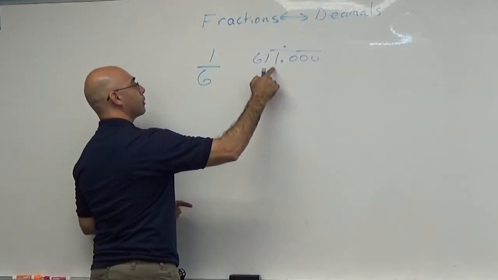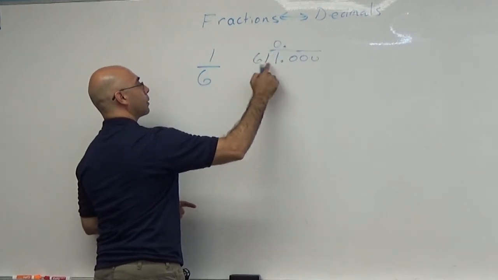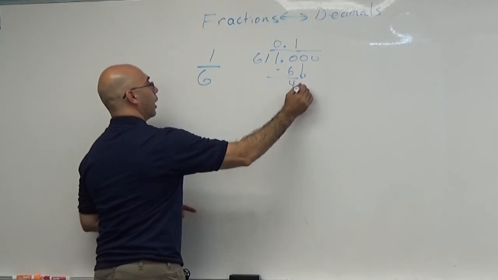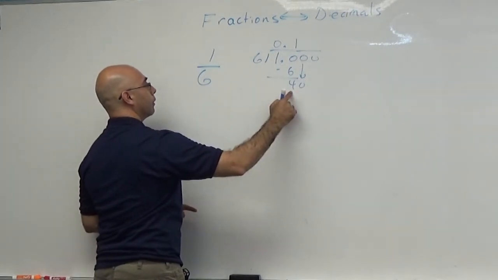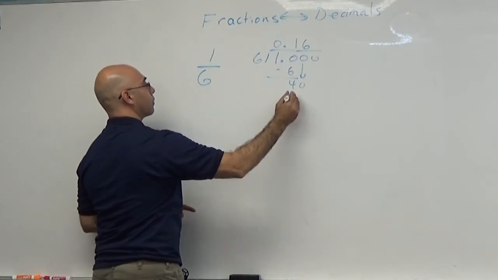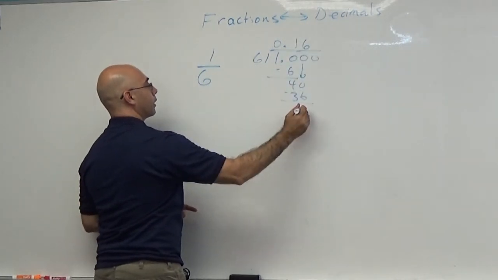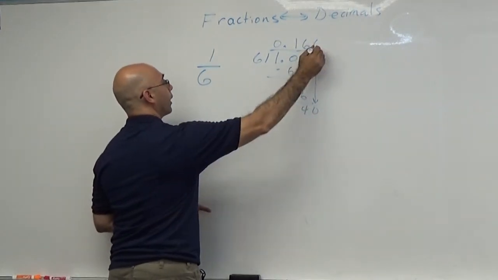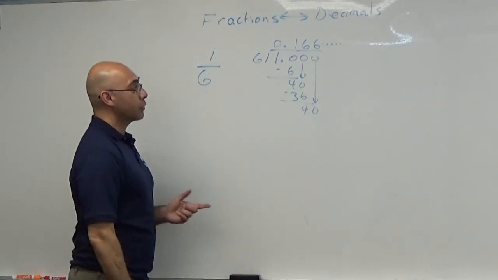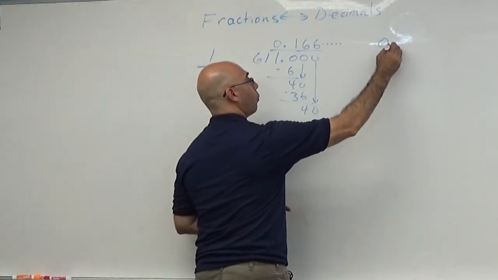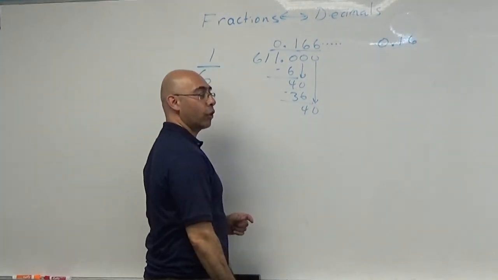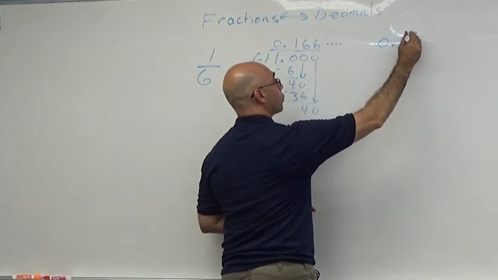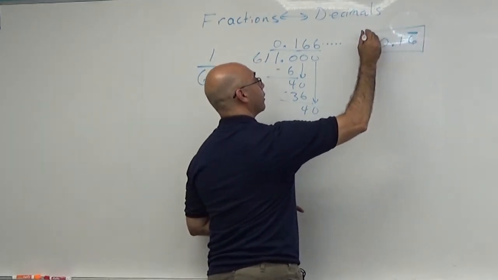How many times does 6 go into 1? 0. How many times does 6 go into 10? 1. How many times does 6 go into 40? 6 times. 6 times 6 is 36. That's again another 4. Drop another 0. How many times does 6 go into 40? 6. Oh, that 6 is going to go on forever, right? So the way you'd write that is 0.16, and what goes on forever? The 1, the 6, or both? Just the 6. So you just put a line over the 6.